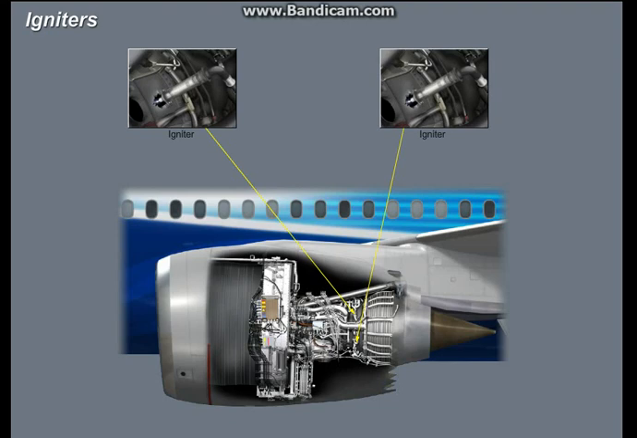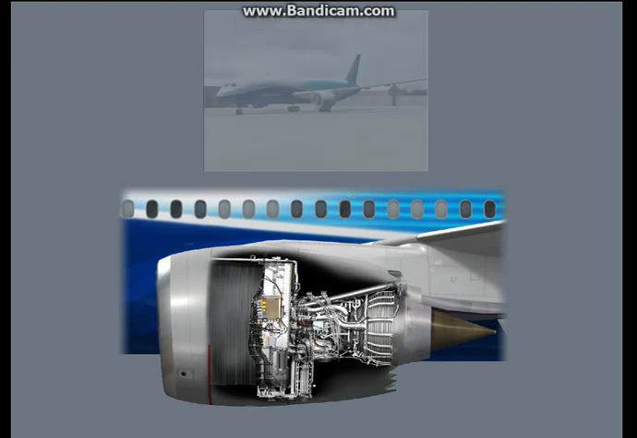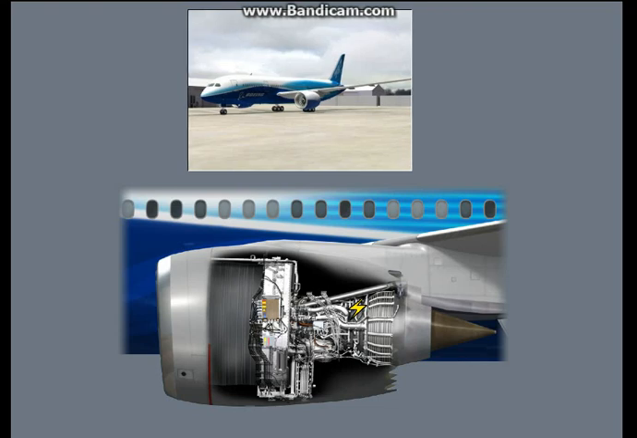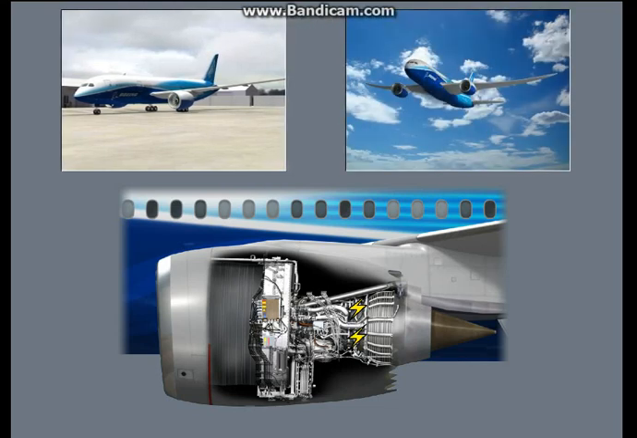There are two fuel igniters in each engine. Operation of the igniters is controlled by the EEC. The EEC uses one or two igniters as necessary to start the engine. Usually one igniter operates during start when the airplane is on the ground, and two igniters operate during restarts on the ground and engine starts in flight.